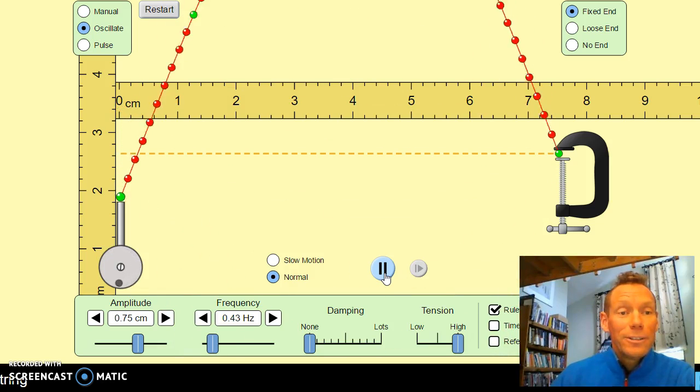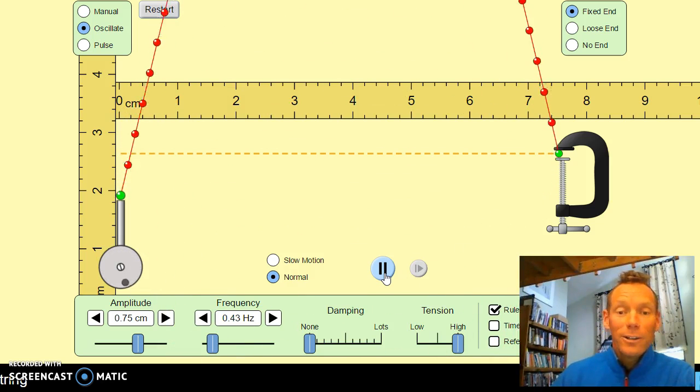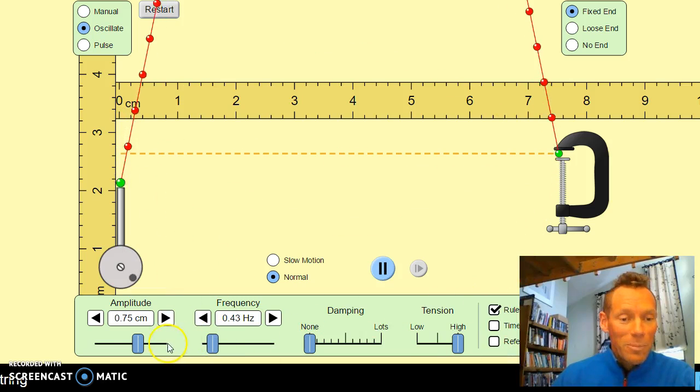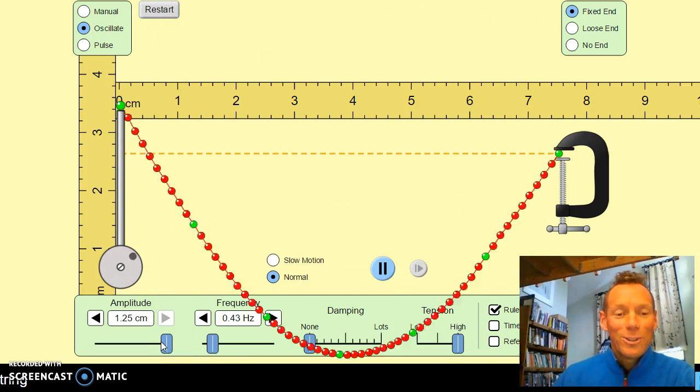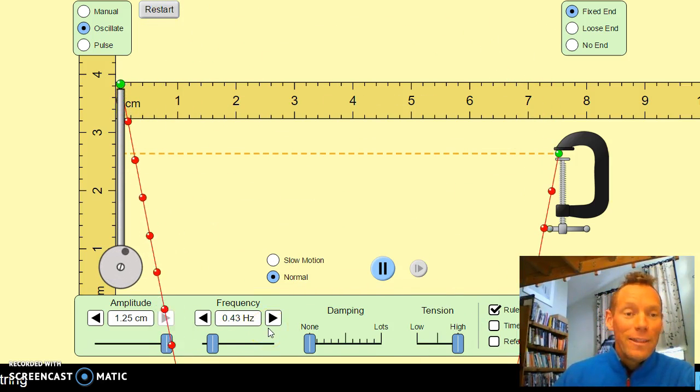So radical increase, I think the string's going to break. Radical increase in amplitude. Let's bump up the amplitude. All right, this is an unbreakable string. But anyway, so this is what happens.